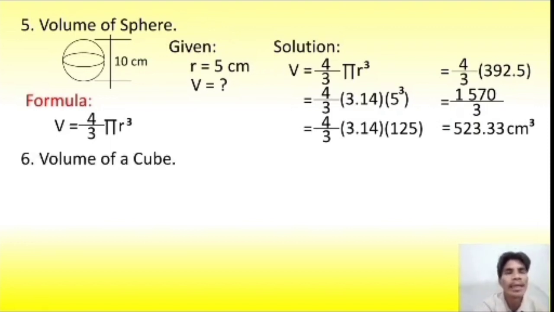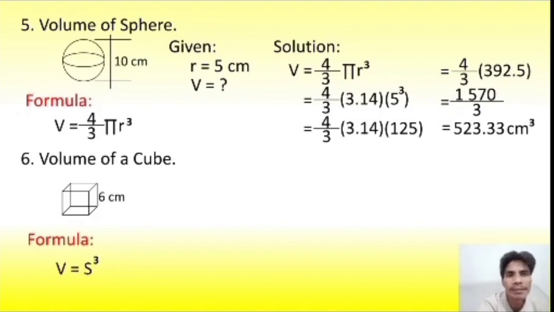Next is volume of a cube. So example, the side of the cube is 6 cm. In formula, we have volume equals S cube. S means side. Then given the side is 6 cm, then the volume is question mark.